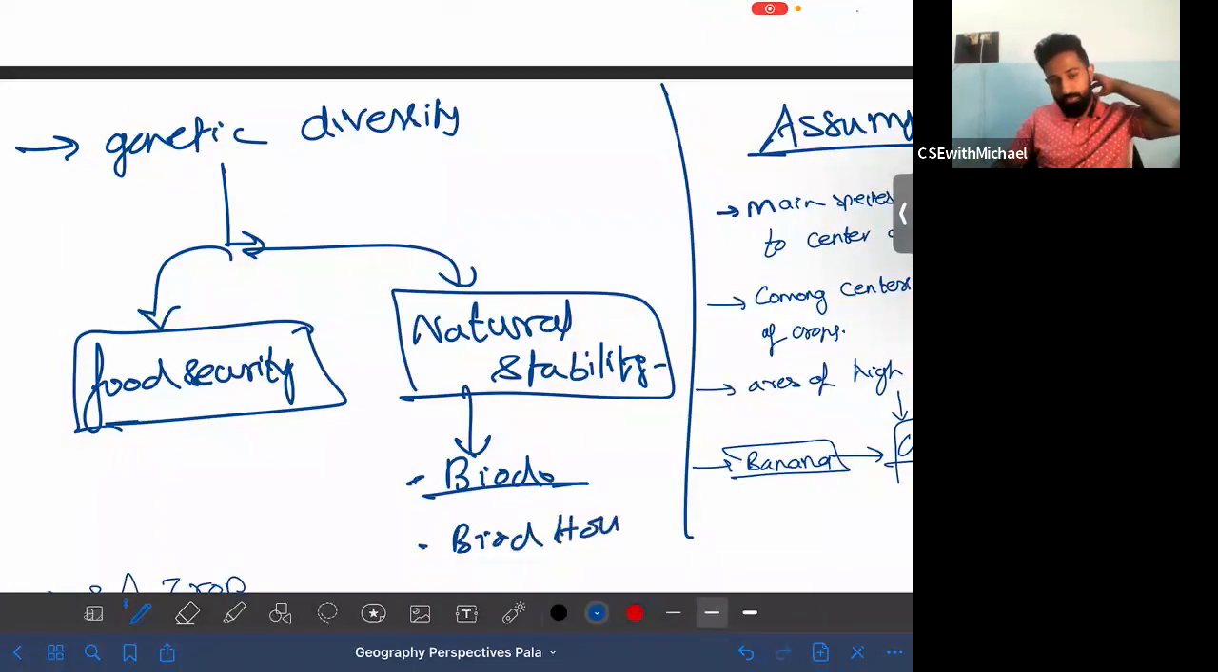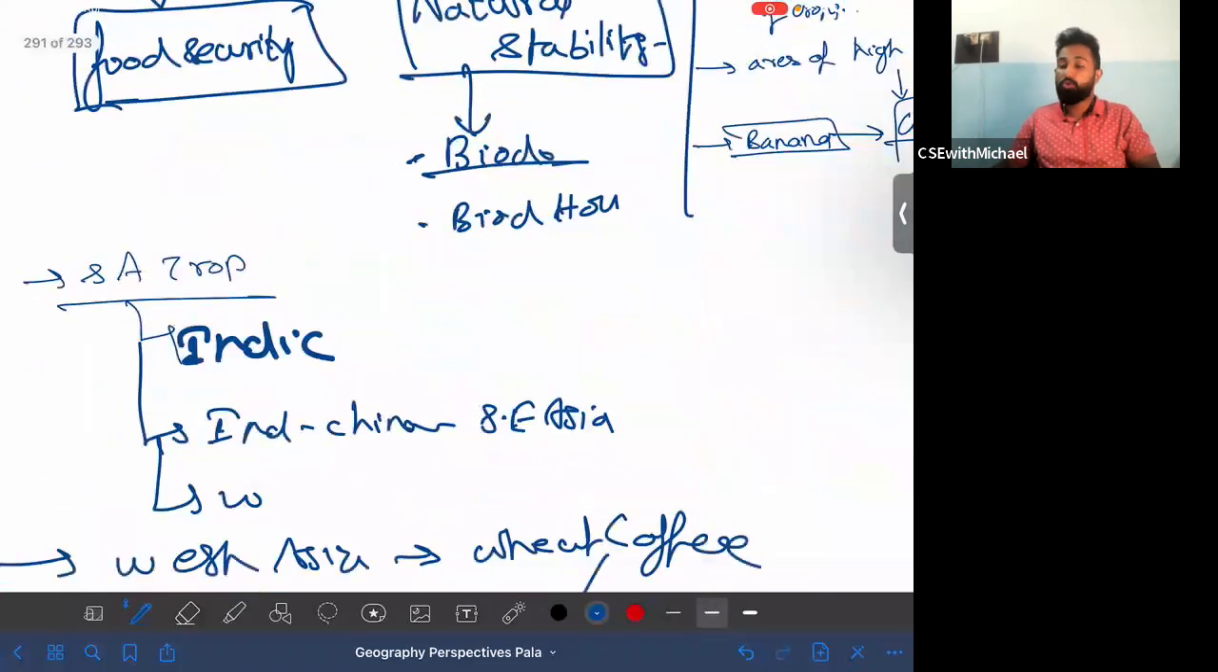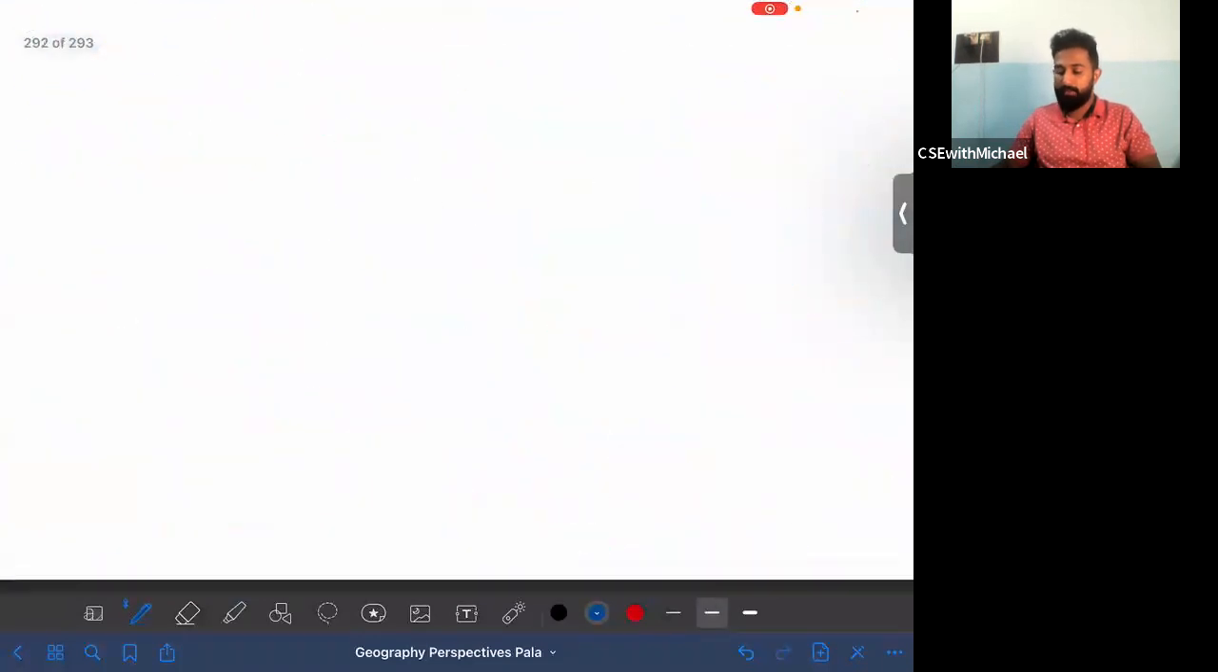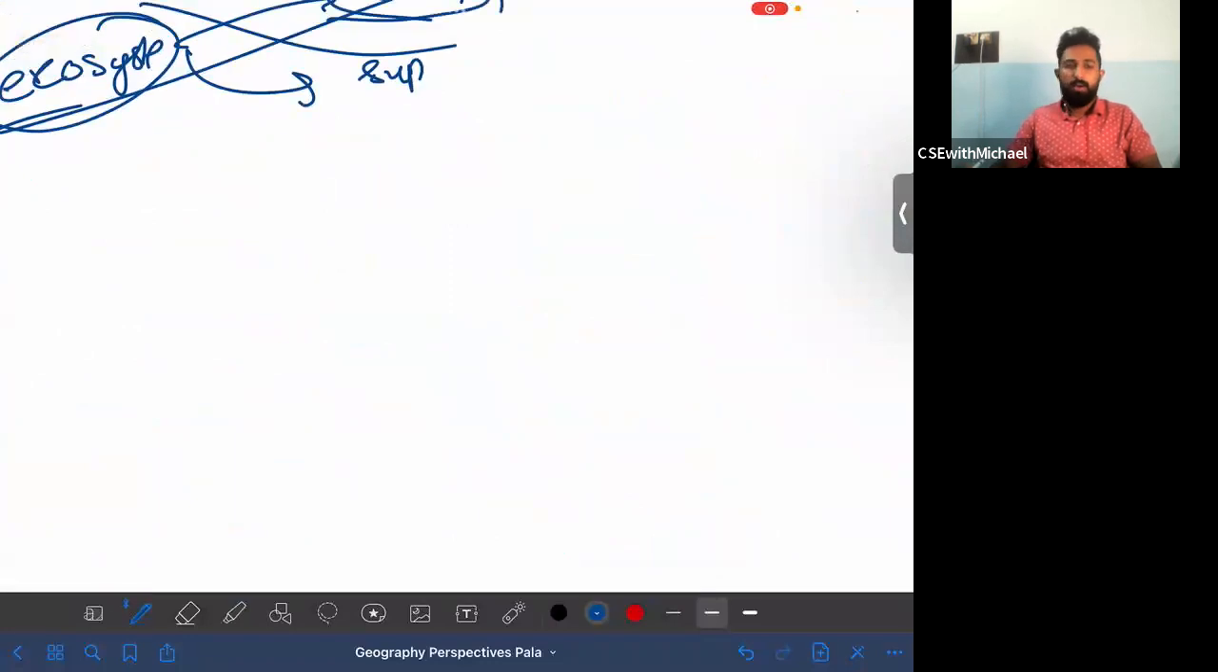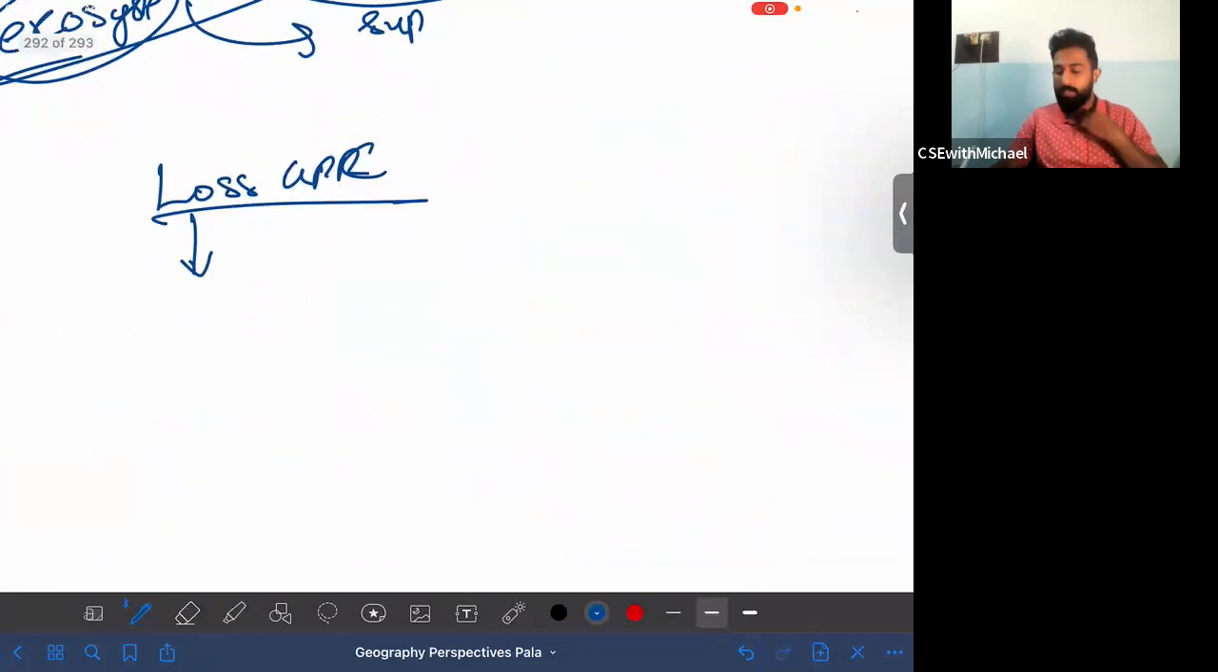Right. So biodiversity loss will affect the natural stability of the region. Now, loss of gene pool centers is a reality. Now what are the reasons? There are several reasons for that.